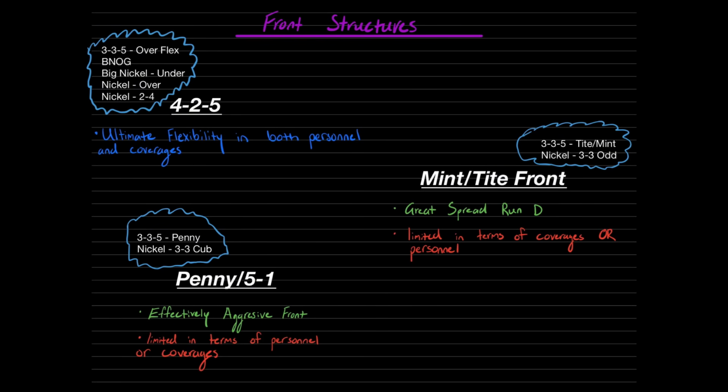We have the advantages of spread run defense with the mint and tight fronts, though we are gonna be limited in either coverage or personnel. And then we have our 5-1 or our penny fronts, which give us a more aggressive look. But once again, we have to make some trade-offs either in terms of personnel or coverages. So now you guys know what's ahead of us for the rest of the series.